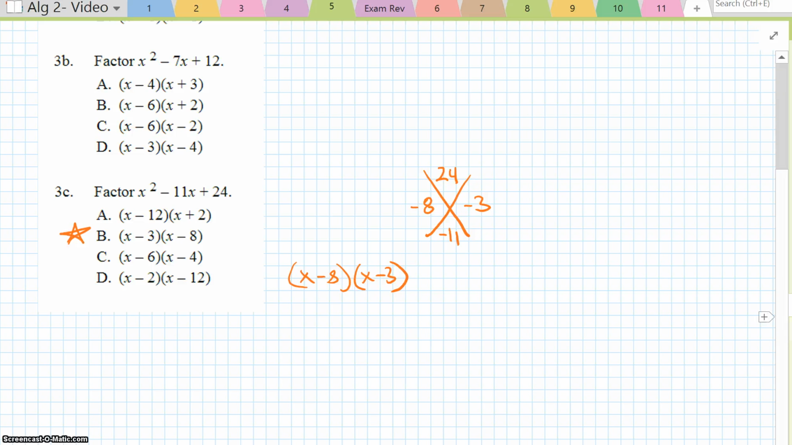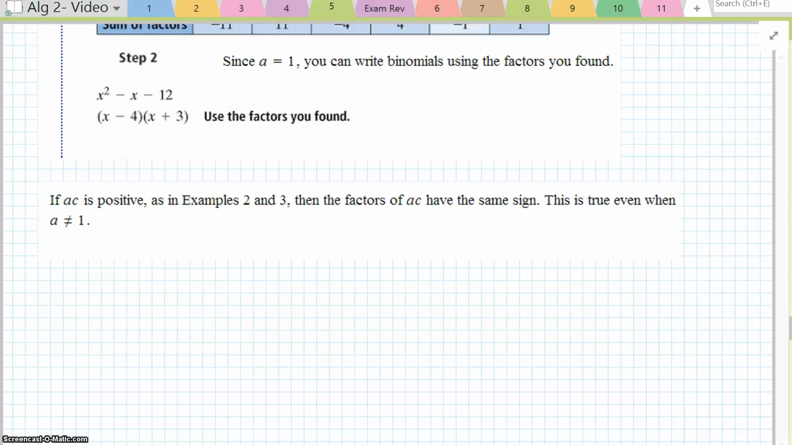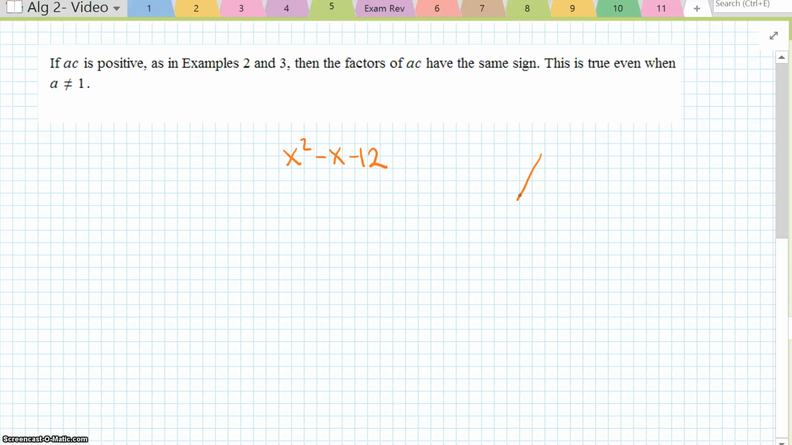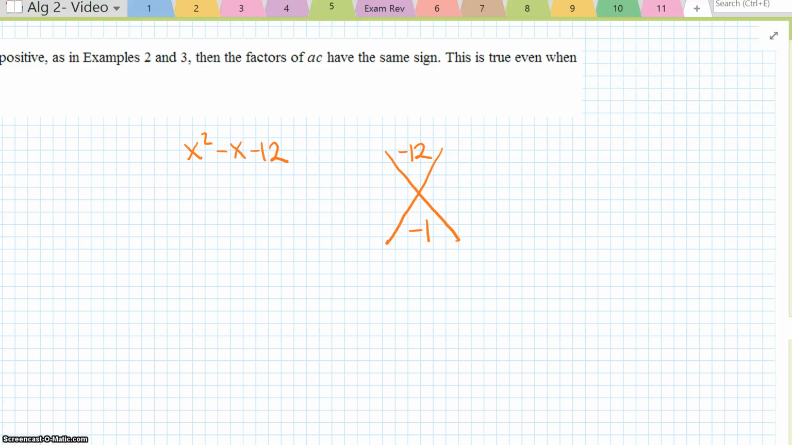Okay, moving on. Next example is when both numbers are negative. So I have x squared minus x minus 12. So let's look at this. I have a product. A times C is negative 12, and my B value is negative 1. Well, the only way to get a negative number on a product, one number has to be positive, one number has to be negative. Well, and to have a negative number on bottom, the negative factor has to be larger than the positive factor. So let's think of factors of 12.